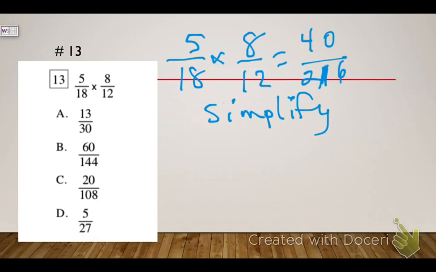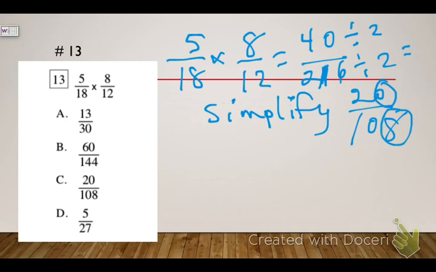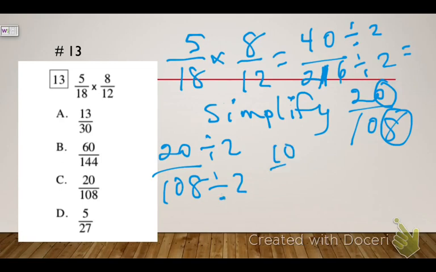Now, you could do the cakewalk method if you'd like to. That's fine. Or you could just divide them by 2. And we did that. We did a really great job of that, and some of us came up with this answer. But kids, do you not see that 0 and 8 are even? So, guess what we can do? Divide them again by 2. And the answer is 10 over 54.